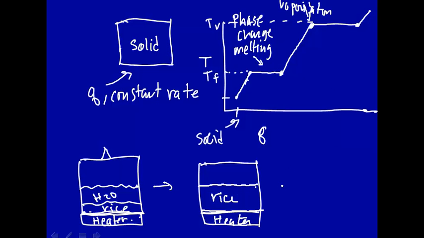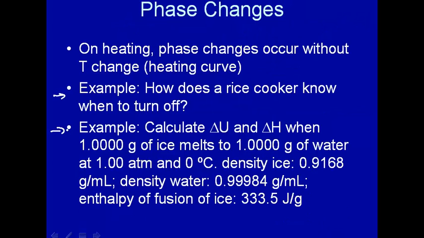And so all you have to do is have a thermostat or some sort of device that will shut off the heater when the temperature goes above 100 C. Oh, that's a useful application of these heating curves. Let's work on this example here.